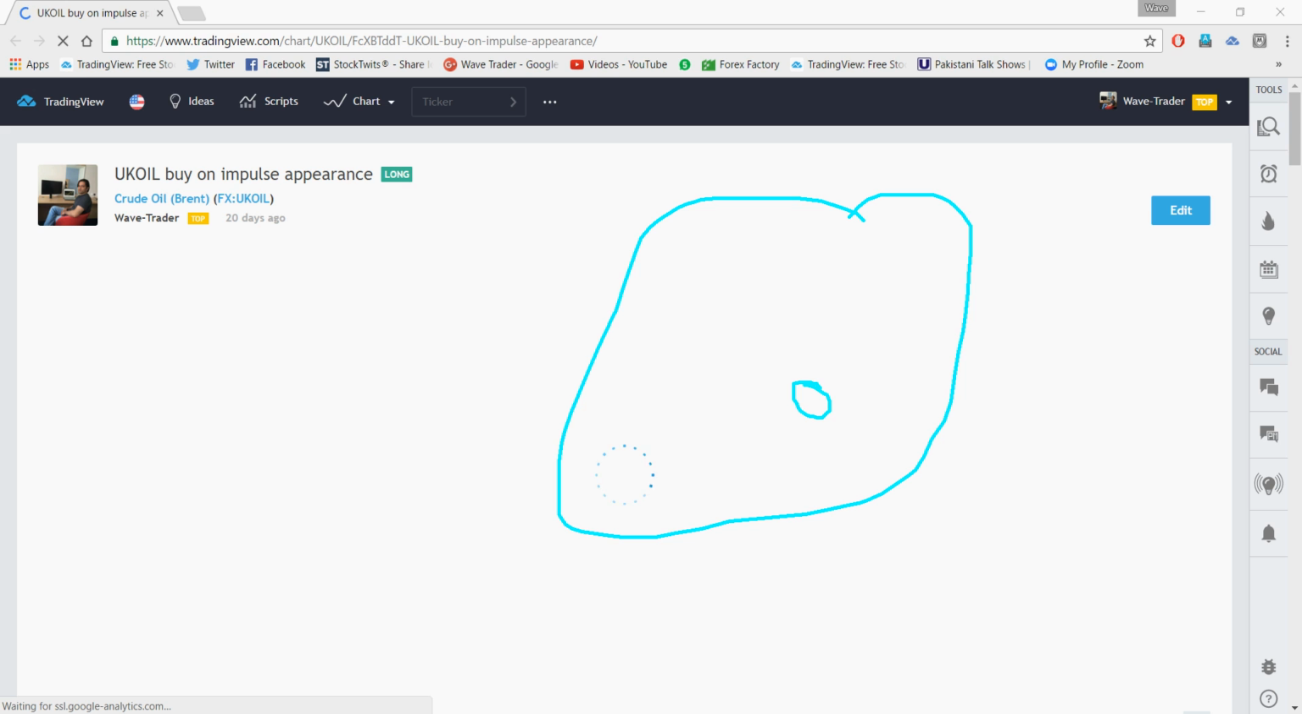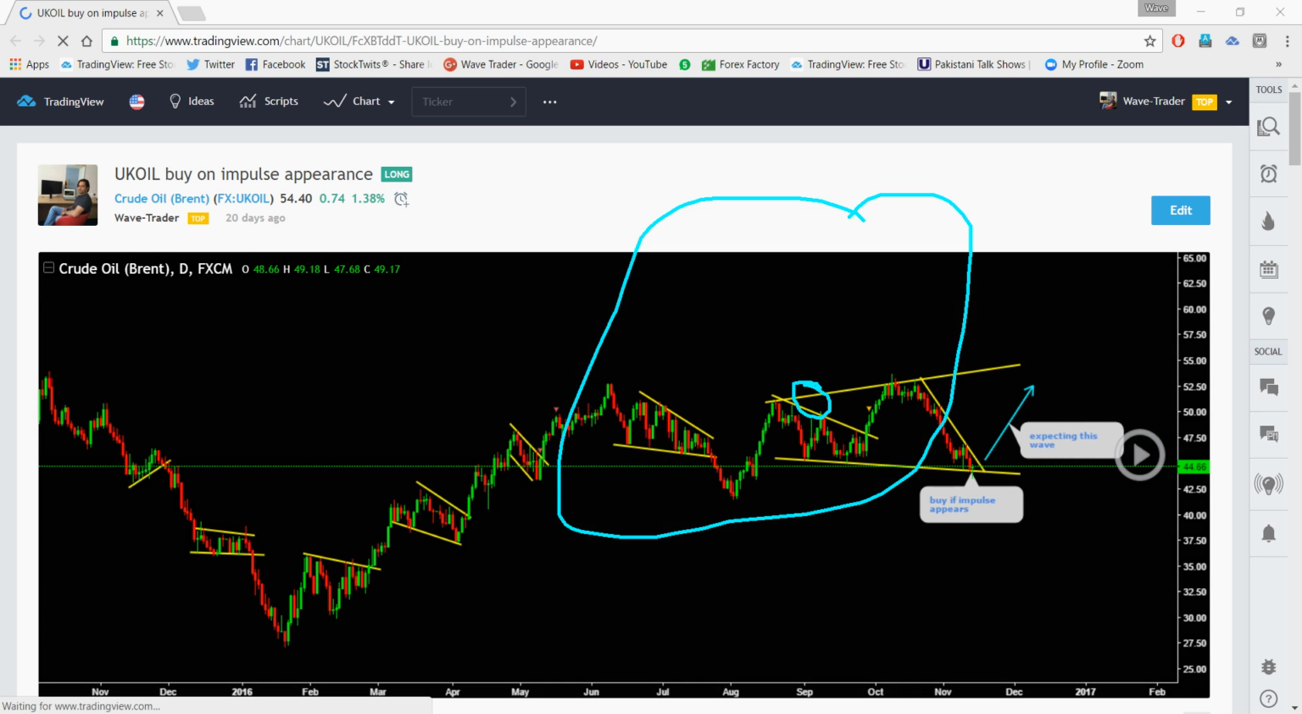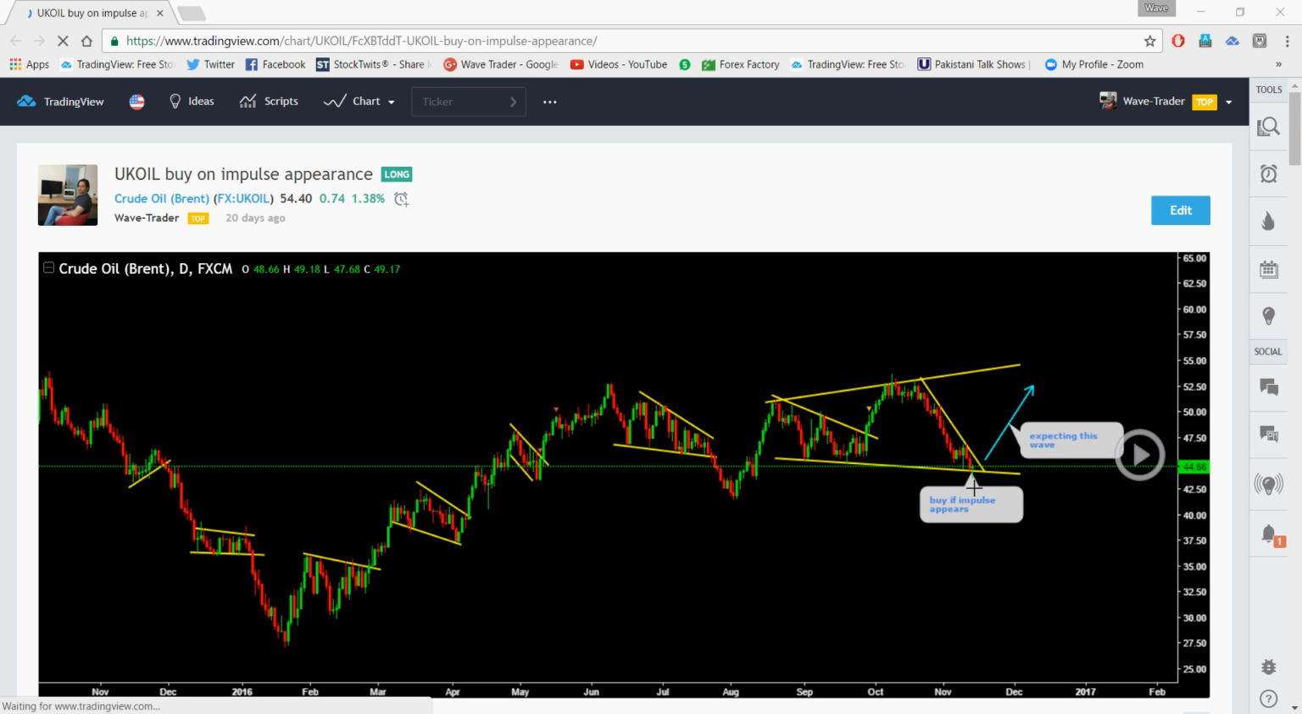Okay, so we were anticipating that price is on a nice buy place, and it can push to the upside. You guys can see that. Buy if impulse appears. We bought that impulse when the impulse appeared at that place, and that pair played well.